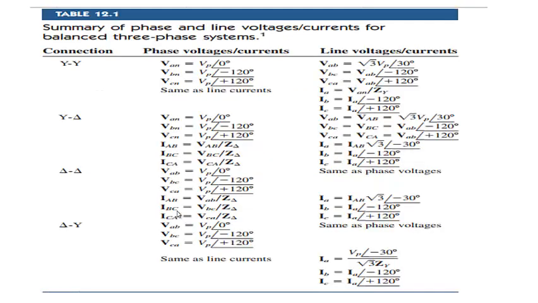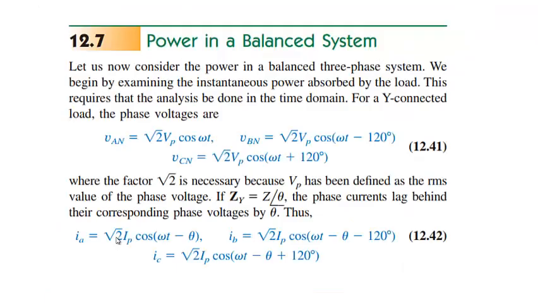Now this is the summary of the phase and line voltages and currents for the balanced three-phase system. This is for the YY system. This is the Y-delta system. This is the delta-delta system. This is the delta-Y system. I have just told you that we have four types of systems: YY, Y-delta, delta-delta, and delta-Y. And this is the relationship of the phase currents, line currents, and phase voltages, line voltages.